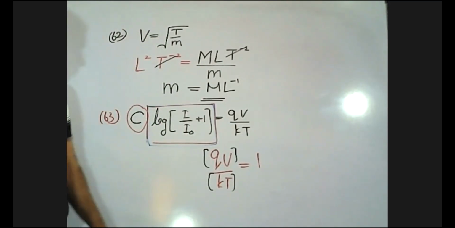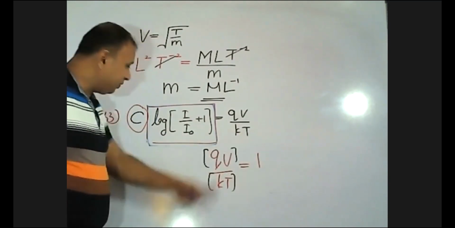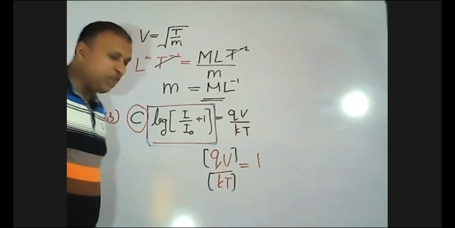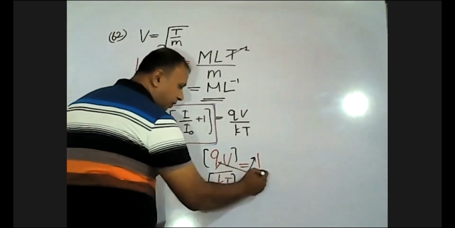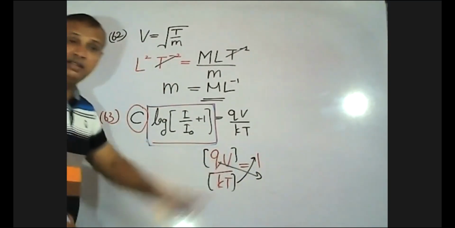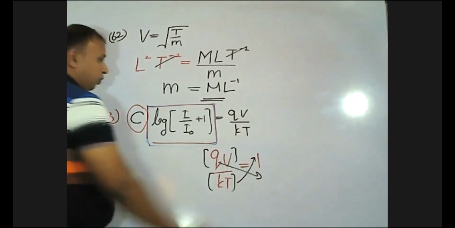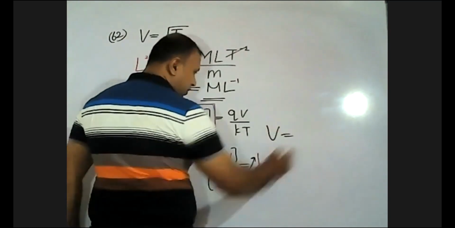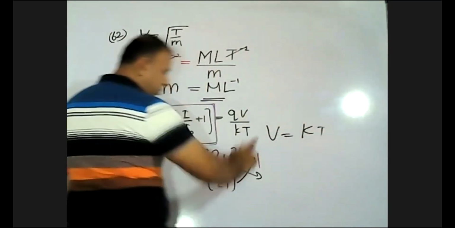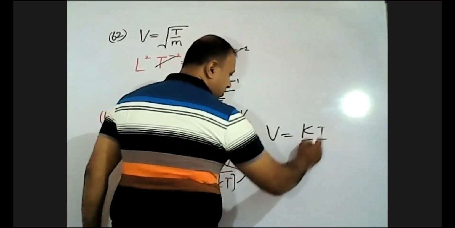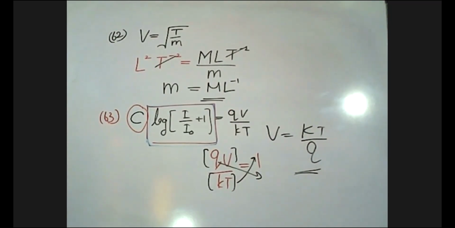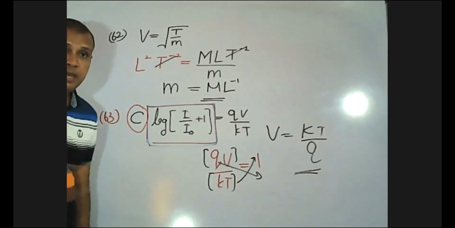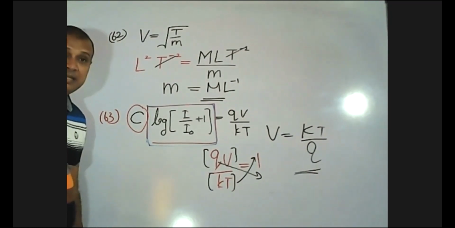Then I have to find the dimension of KT over Q. That means you have to make KT over Q the subject. If I make KT over Q the subject, the remaining one is V, no? So V is equal to KT over Q, if I do the cross product here. Therefore, KT over Q is equal to the dimension of V. That means answer number 5.